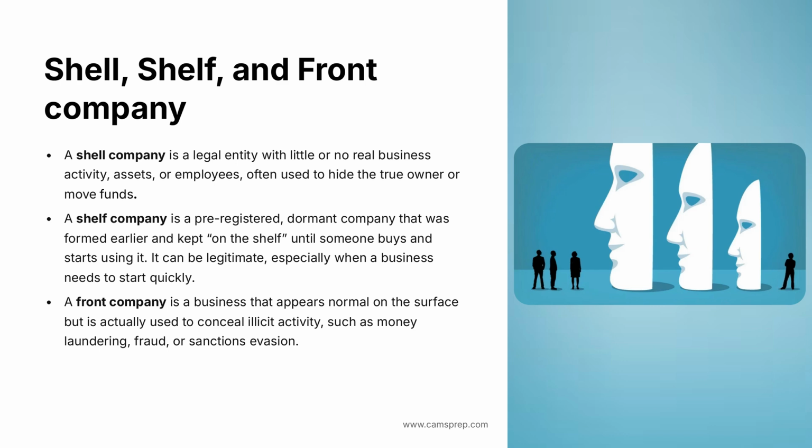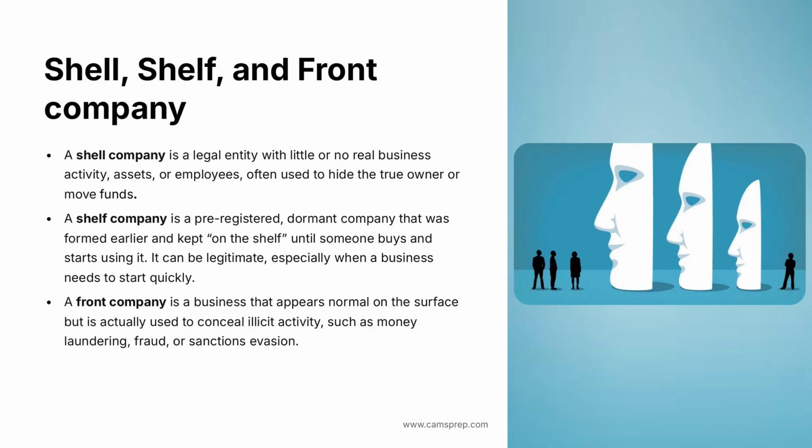Three corporate structures are commonly misused in money laundering, and you must be able to distinguish them precisely. A shell company is a legal entity with little or no real business activity, assets, or employees. It exists primarily to hide the true owner or move funds.